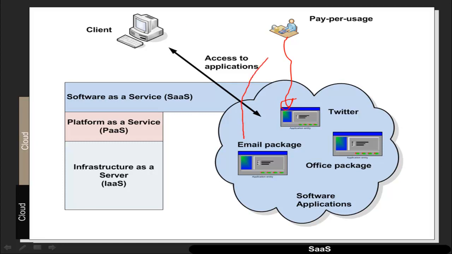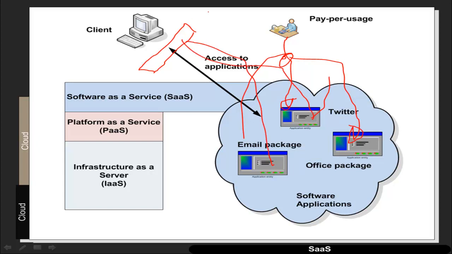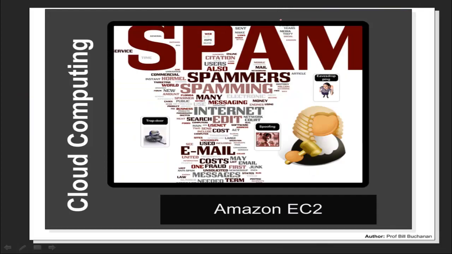Then at the top level we can have software as a service, and here we see examples of email packages such as web-based Outlook, Gmail, and so on. We can have Office packages and applications such as Twitter, and in this way we get an application web interface and the user can actually design their own software around this. Again, we look at a pay per usage type basis for this.